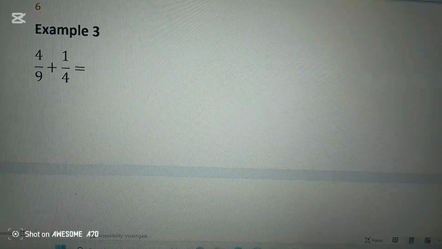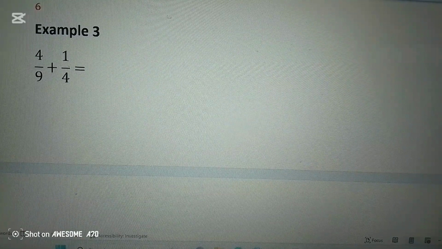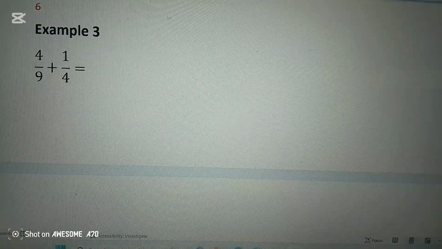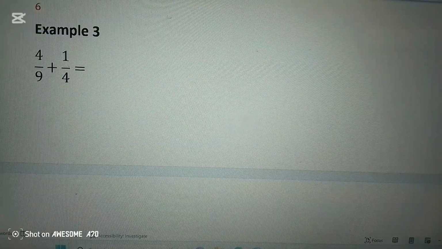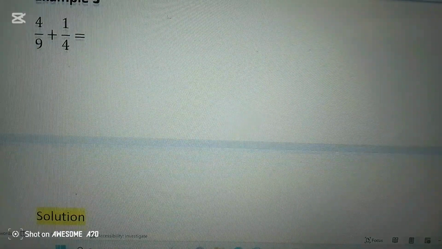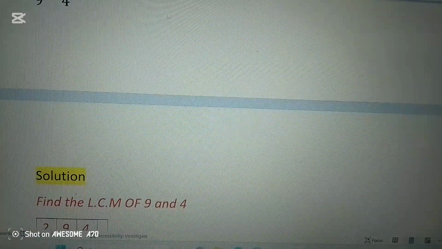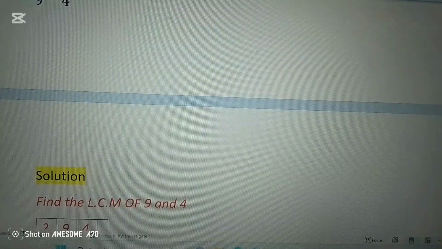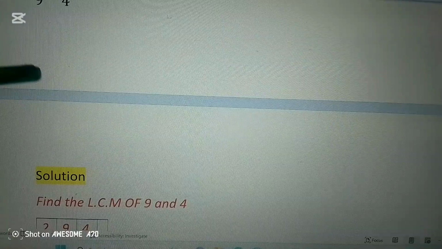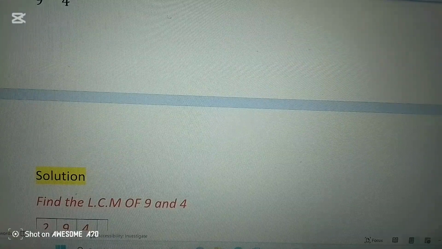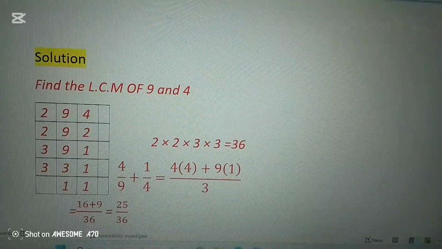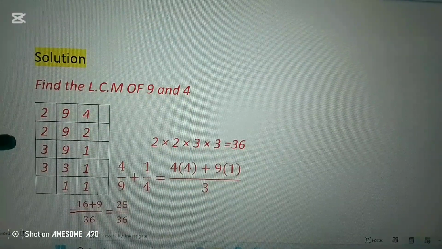The first step, we said that if we are having two fractions and we are adding them, find the LCM of the denominators. Make sure you find the LCM of the denominators. So in the solution, we first find the LCM of the denominators. The denominators are 9 and 4, so we are finding the LCM of 9 and 4.